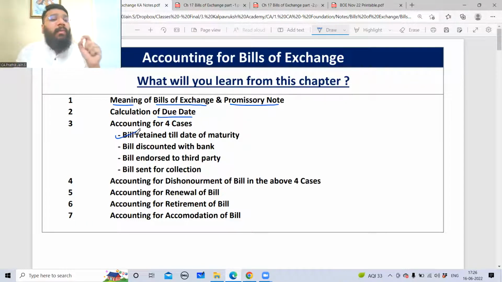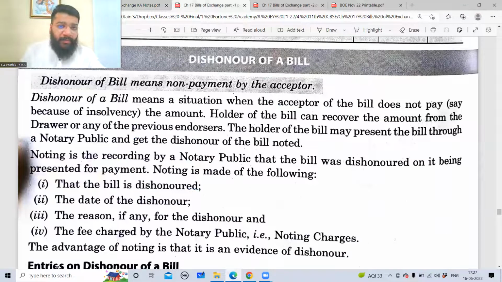We also learned accounting treatment for the bill which is discounted with bank. We also learned accounting treatment of a bill endorsed to a third party. And finally, we learned the accounting entry for bills that are sent for collection. Right? So today, guys, we are going to understand how we pass the accounting entry in case of dishonorment of bill in all the 4 above cases. So here we go with the first question.